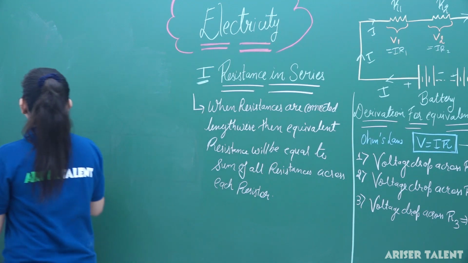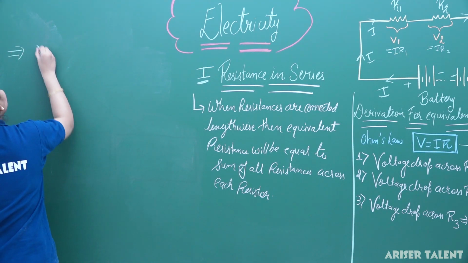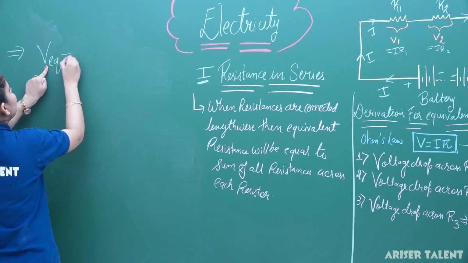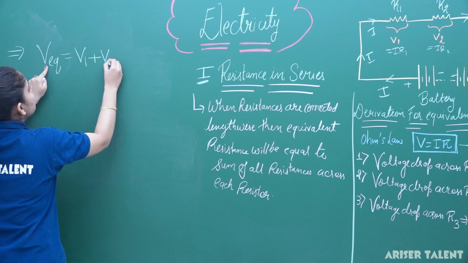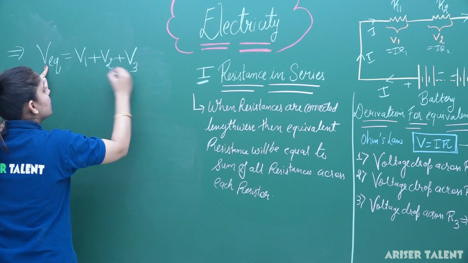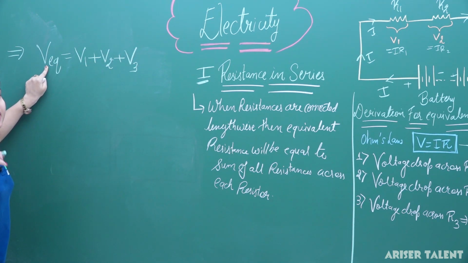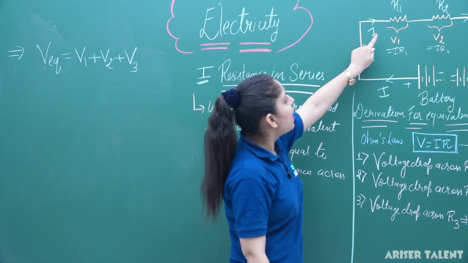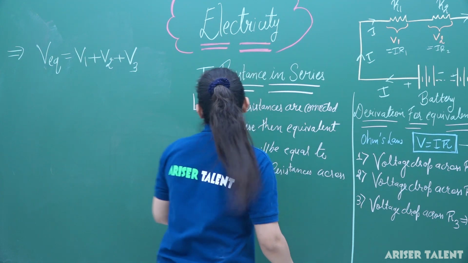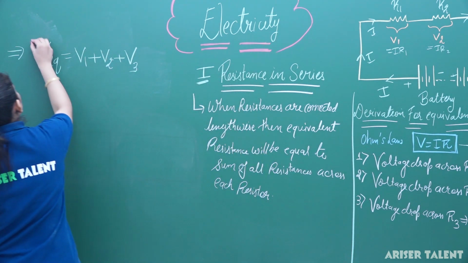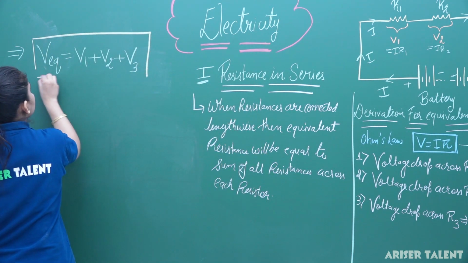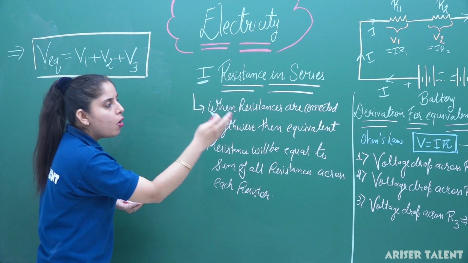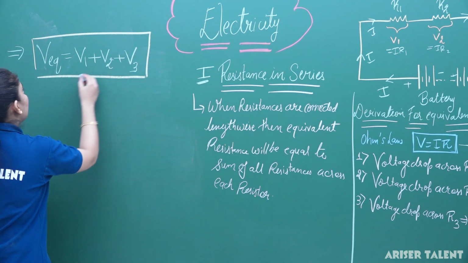Now, this V equivalent, it means voltage drop that is equivalent, will be equal to V1 plus V2 plus V3. Total voltage will be equal to the voltage drop across the three resistances we have, that is R1, R2 and R3, and it is V1, V2, V3. So, this is the general equation we have. Now, substituting the values from all these equations into this formula.